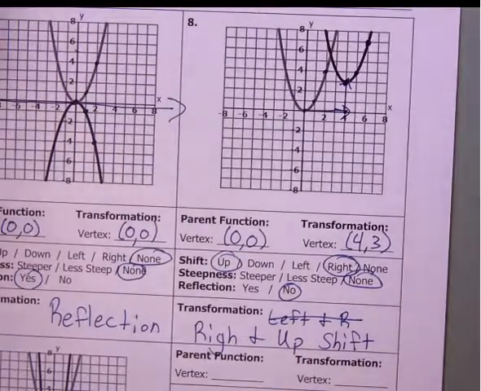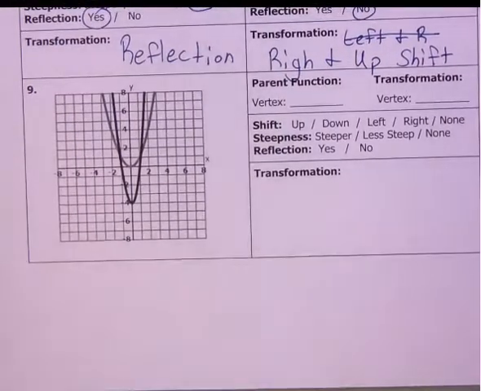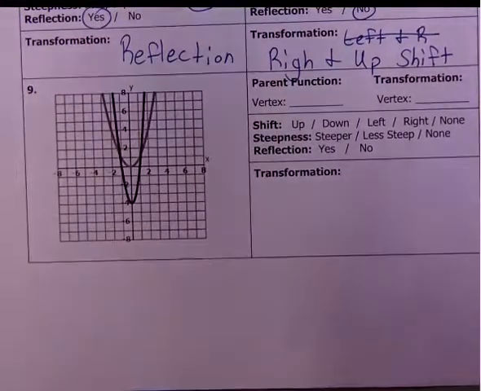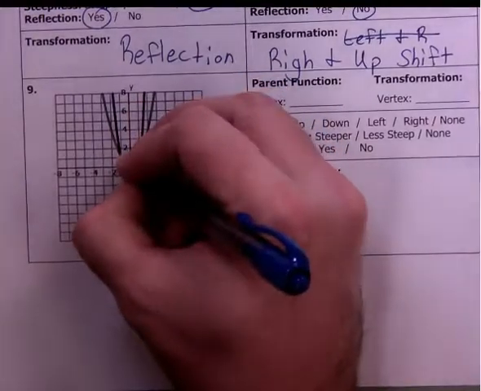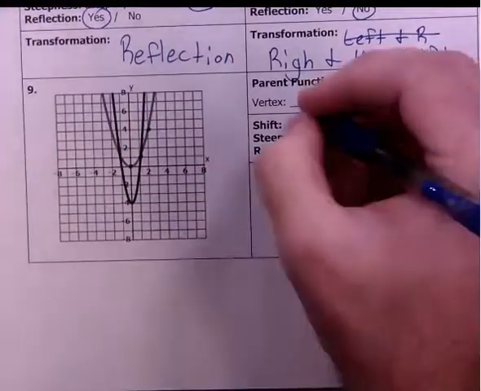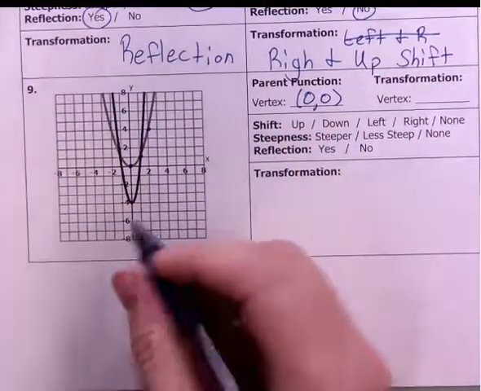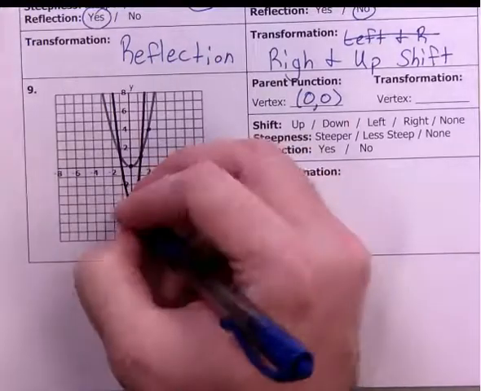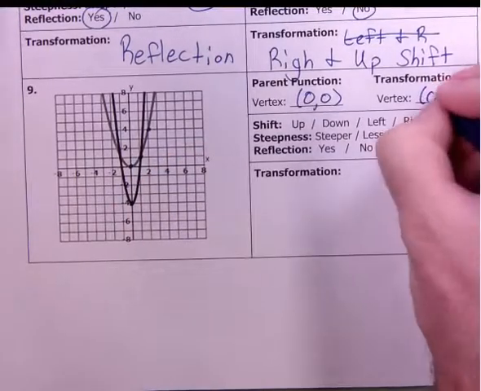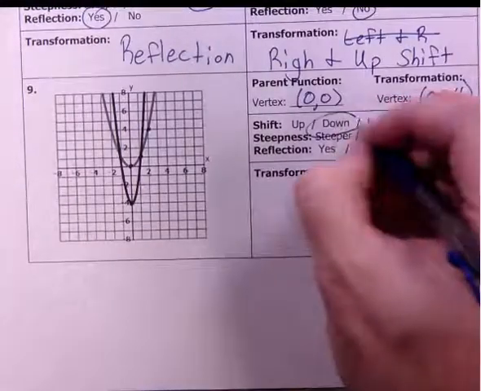Right, and last one. All right. So parent function 0, 0, 1, 1, 2, 4. Parent function vertex is at 0, 0. All right. We can tell that our new vertex is going to be down here, which is going to be 0, negative 4. That is obviously a shift down.